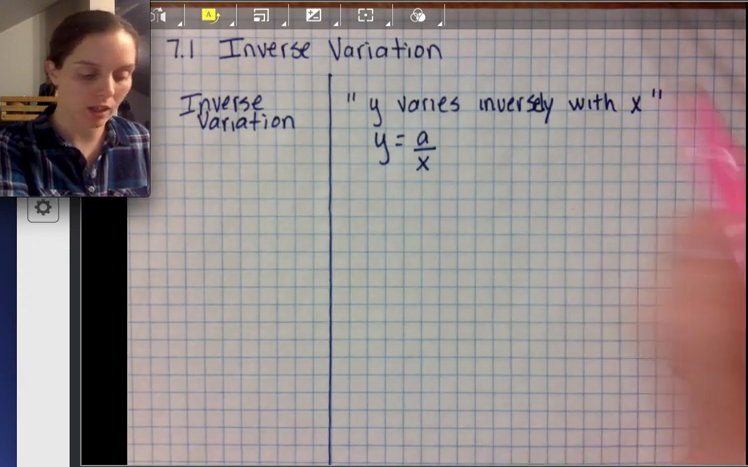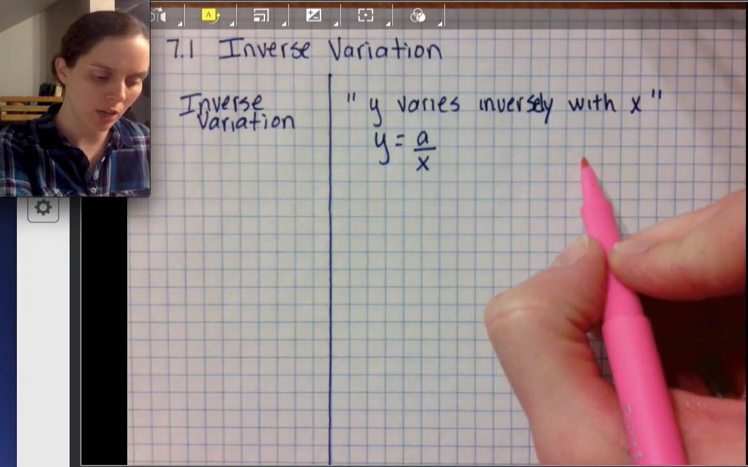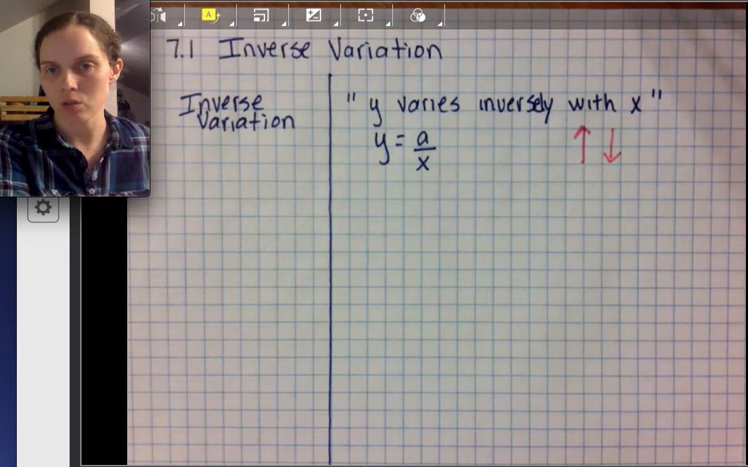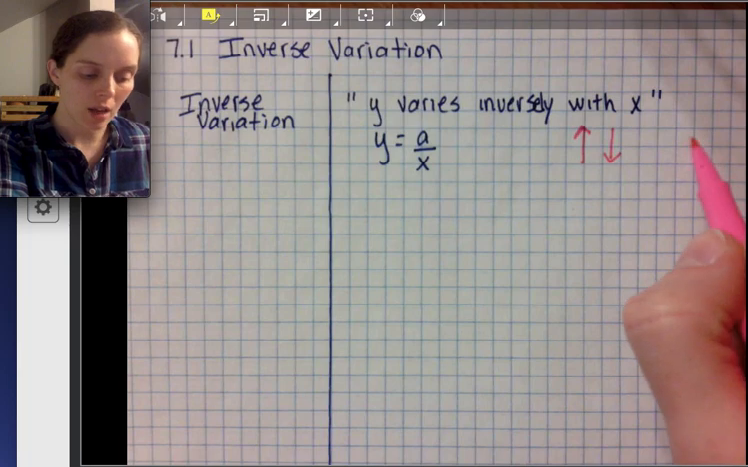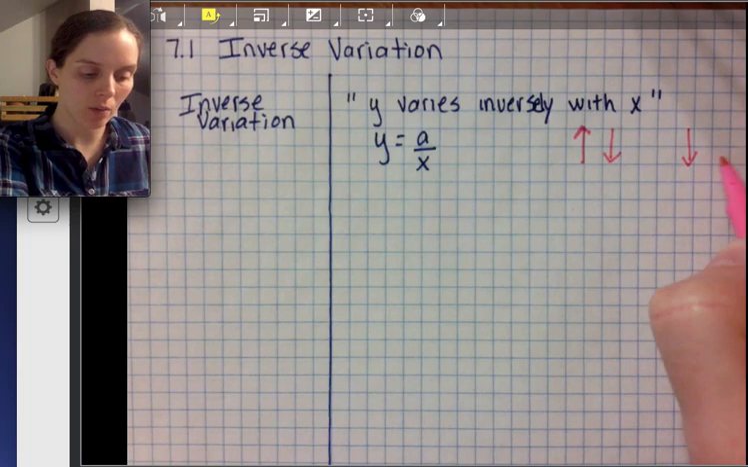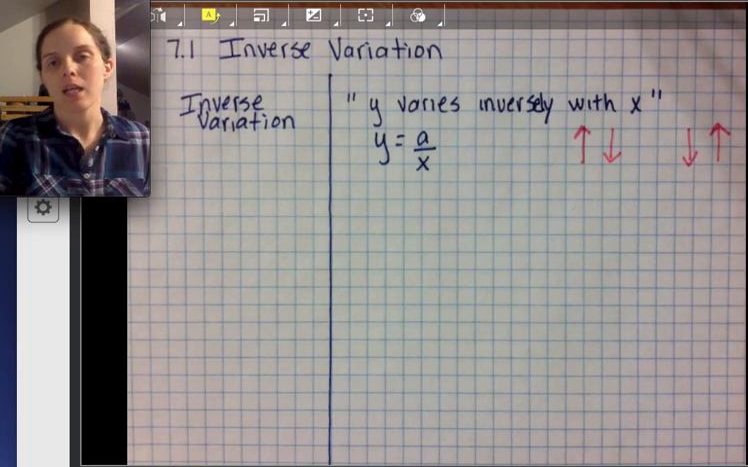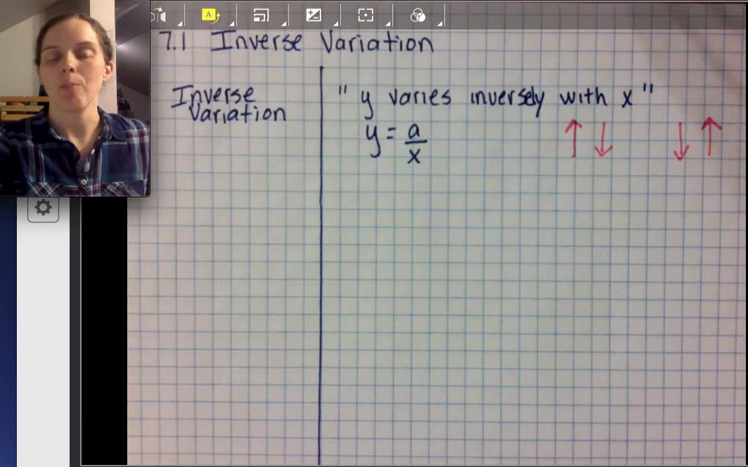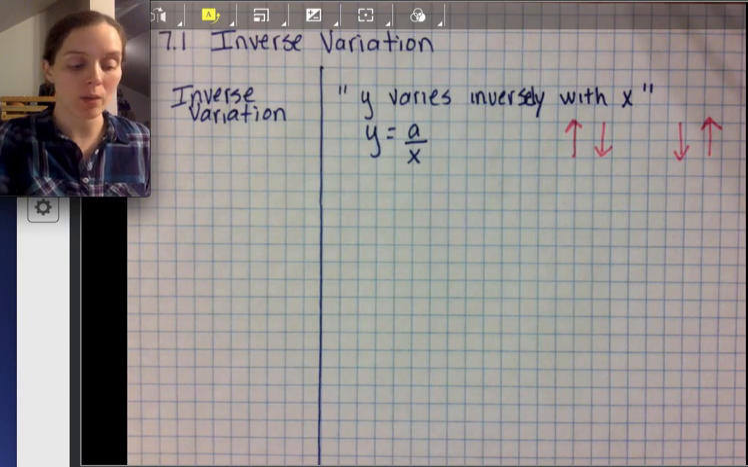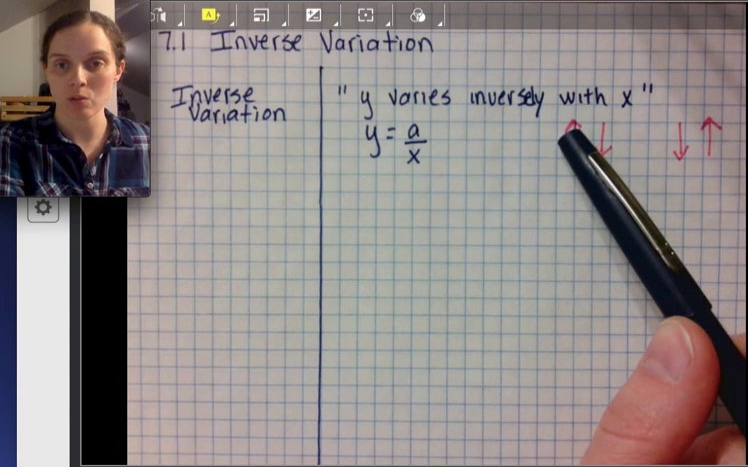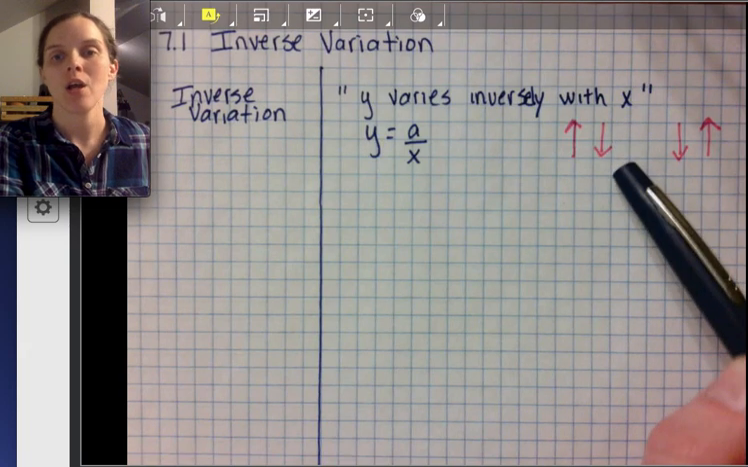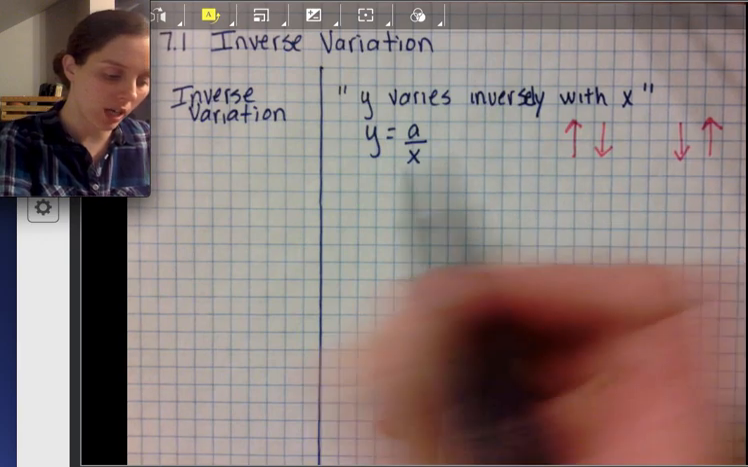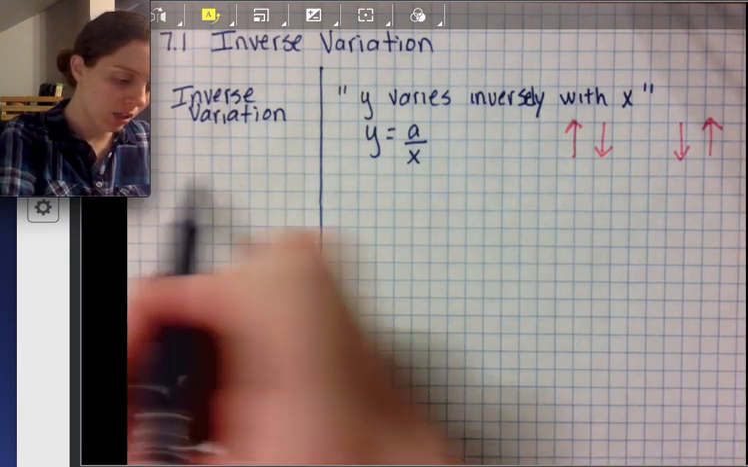So inverse variation, I'm just going to kind of put some pictures here. As one thing goes up, the other thing that we're talking about goes down, okay? And then the same way, if something else is going down, the other value is going up, okay? So maybe the more rain we get, the amount of people who are outside goes down, just something like that, okay? So that's inverse variation. We'll do some examples with it here in a second.